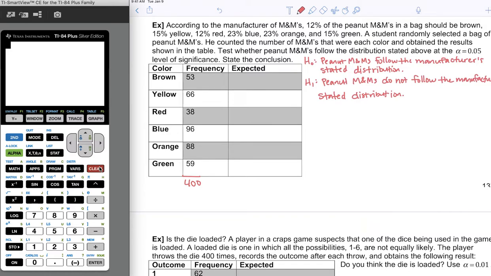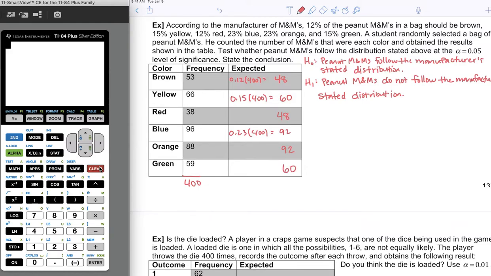According to the manufacturer, 12% of them should be brown. So we can compute the expected count by taking 0.12 and multiplying it by 400, which is 48. Okay, 15% should be yellow. So 15% of 400 is 60. 12% should be red. That would be the same as brown, so 48. 23% should be blue. 23% of 400 is 92. Orange is also 23%. 23% of 400 is also 92. And then green, it says 15%, which is the same as yellow, so also 60.